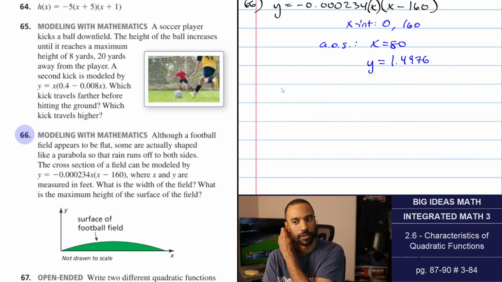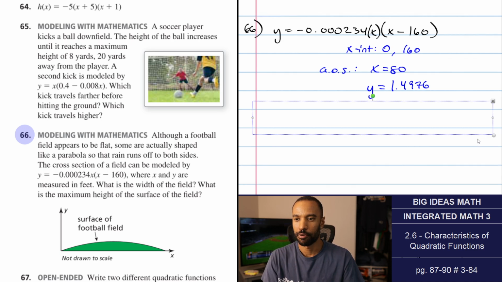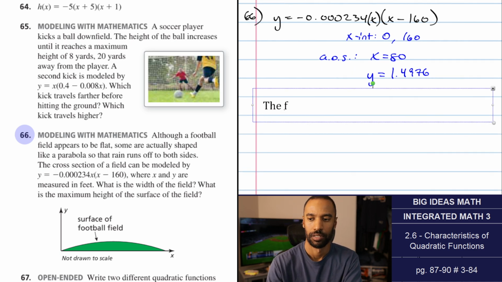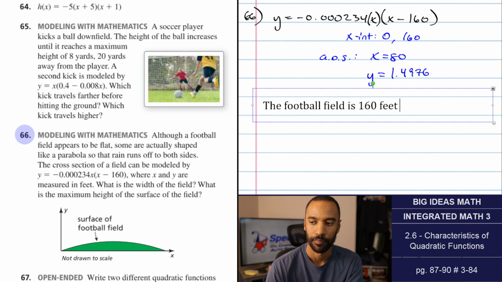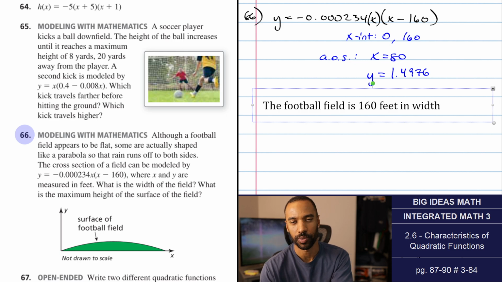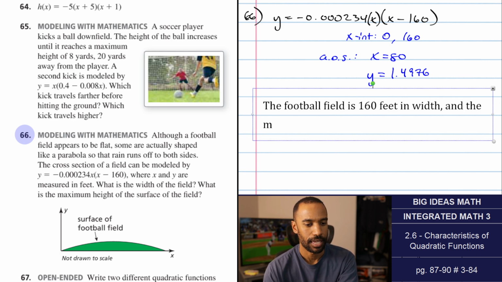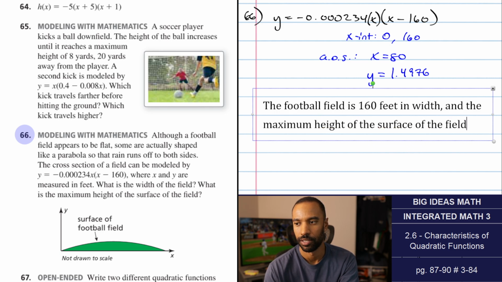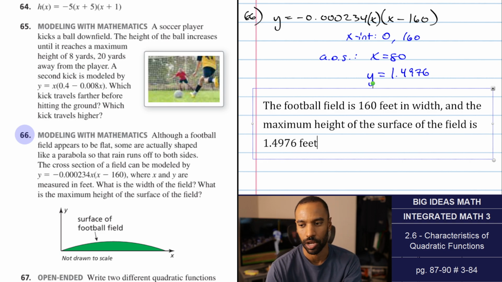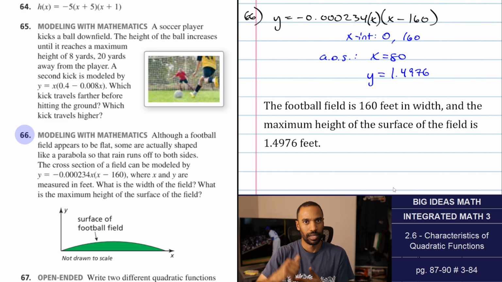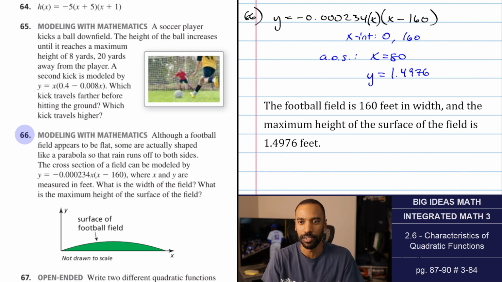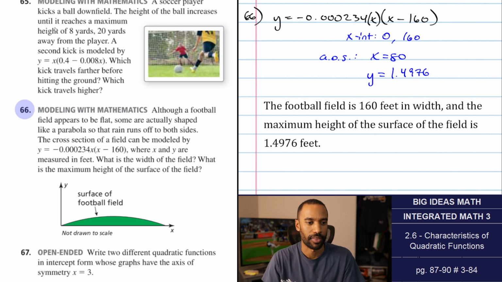So the football field is 160 feet in width. That's just the difference between your two x-intercepts. And the maximum height of the surface of the field is 1.4976 feet. That's kind of a little tall, right? 1.5 feet compared to its size. It's 18 inches. That's significant. I don't know if that's true, how that works.